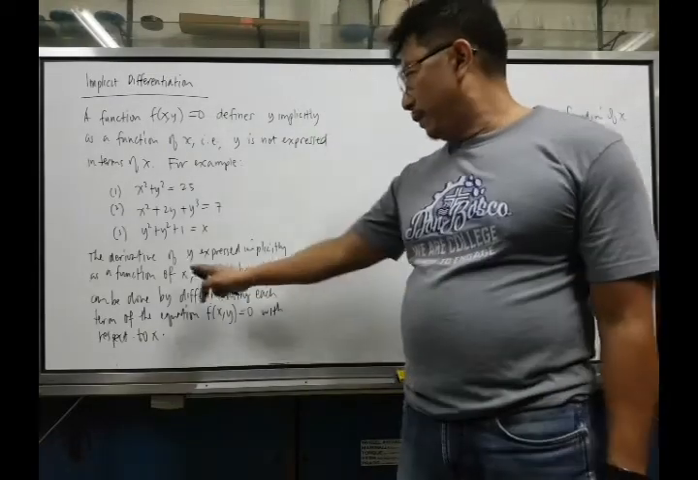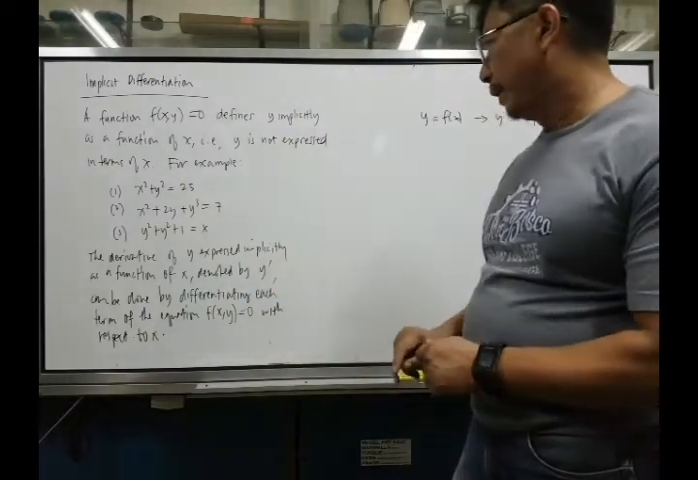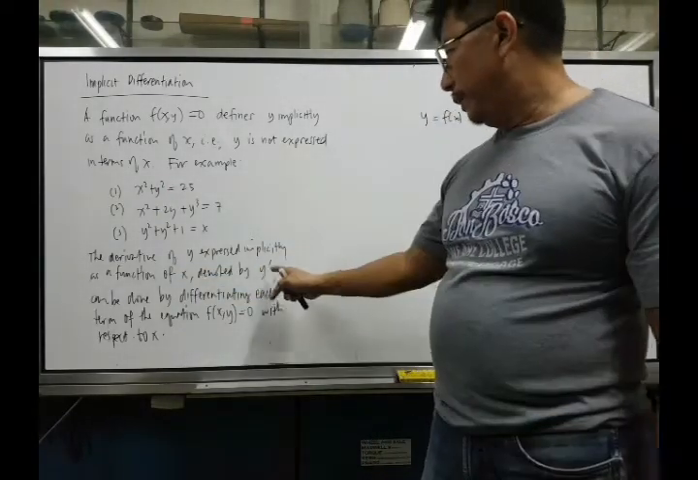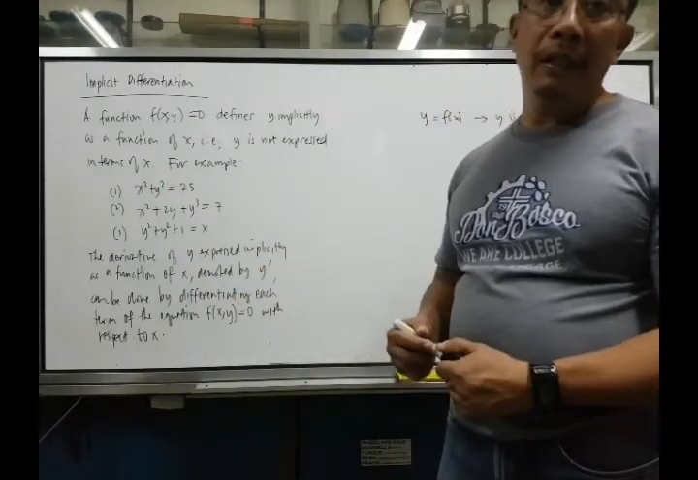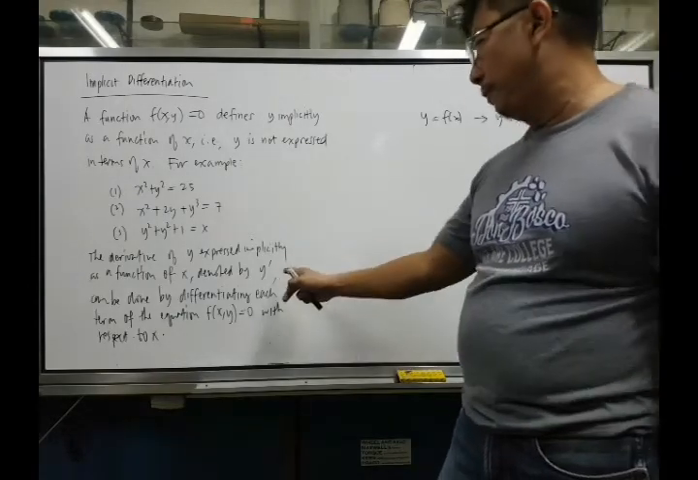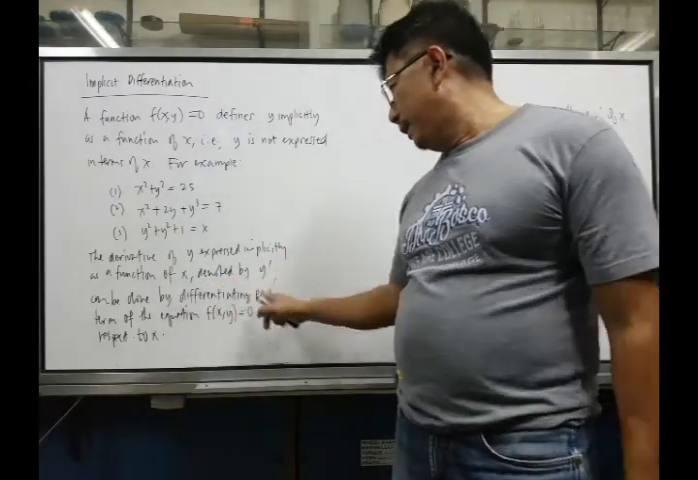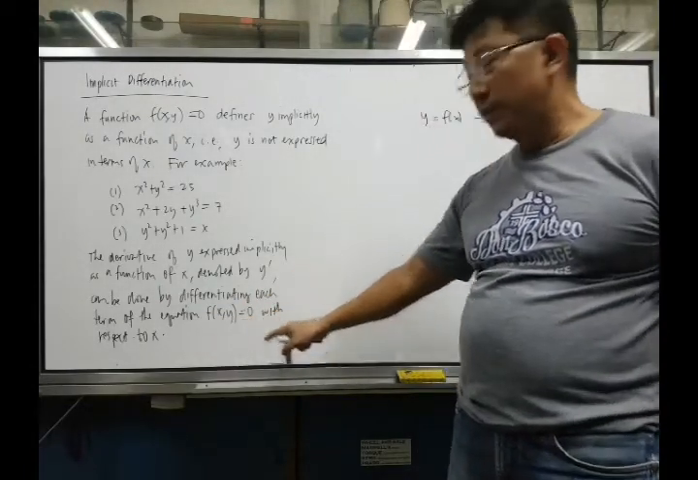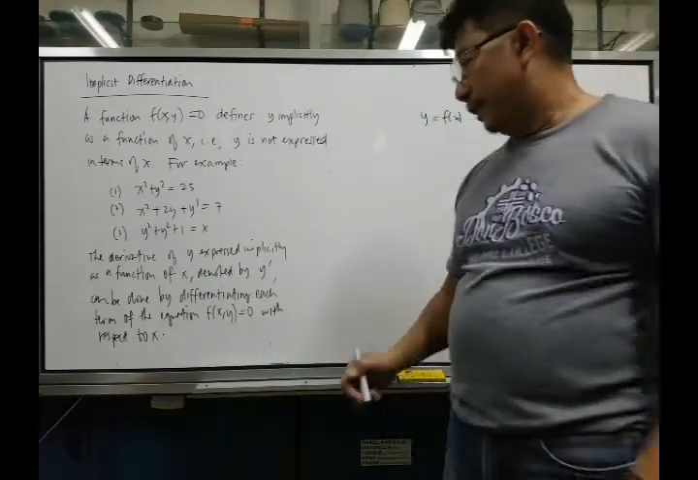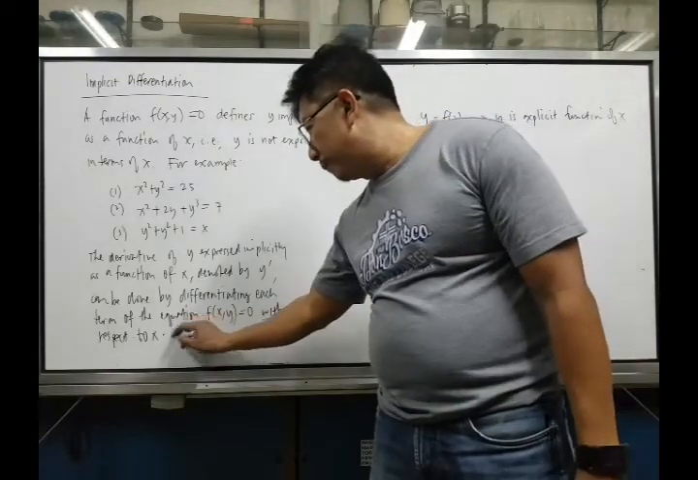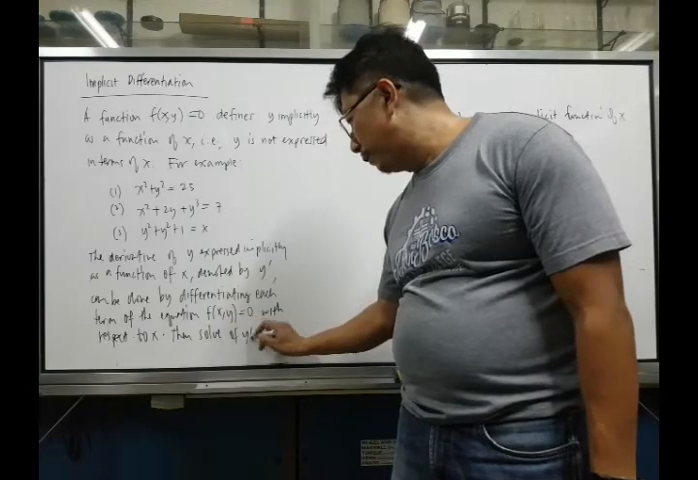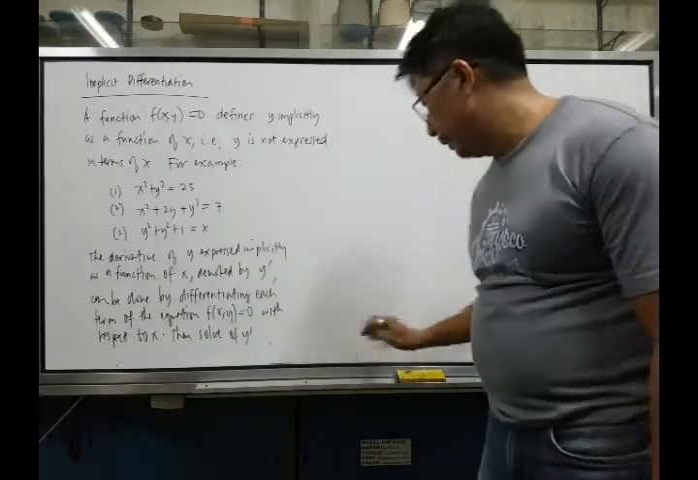Now if you want to calculate the derivative of y expressed implicitly as a function of x, it will be denoted by y prime or dy/dx, so it's up to you what notation you use. This can be done by differentiating each term of the equation f of x, y equals 0 with respect to x. Then we simply solve for y prime, and that's it.